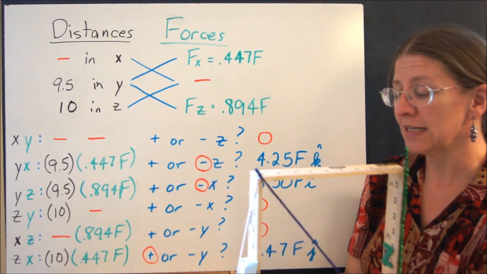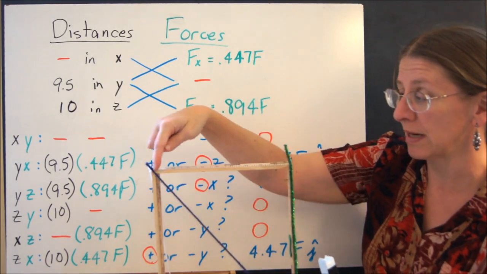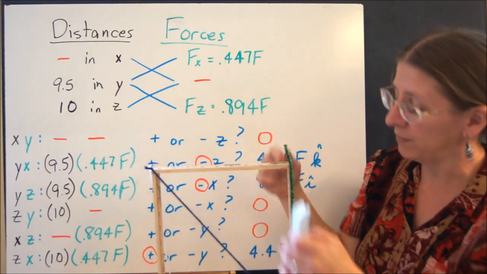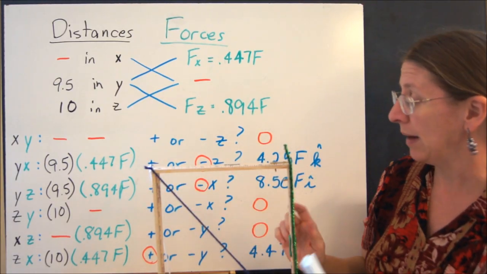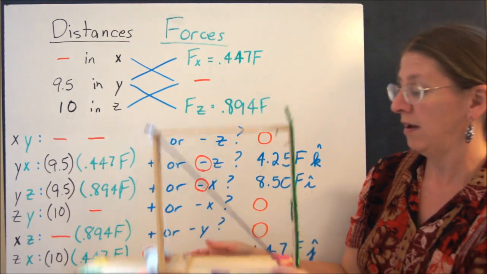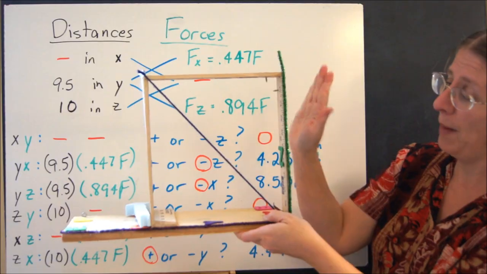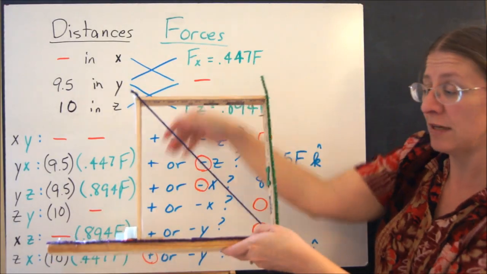Down here, I have a distance in z. My distance in z goes down because I'm going along the force. My distance in z goes up this way. And my force is in the negative x direction. So here's my distance up and my force out. And that gives me a positive y.